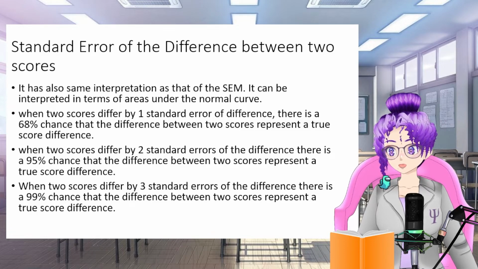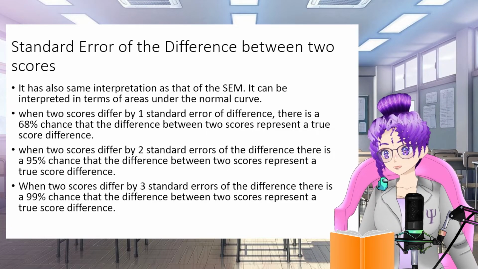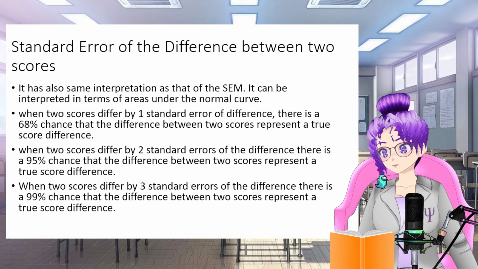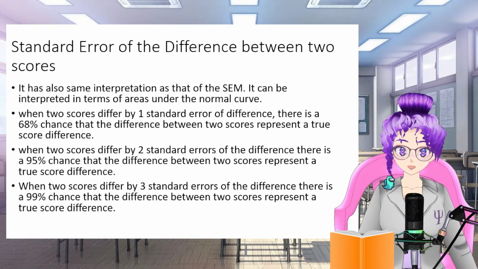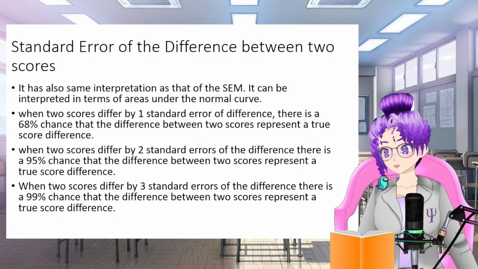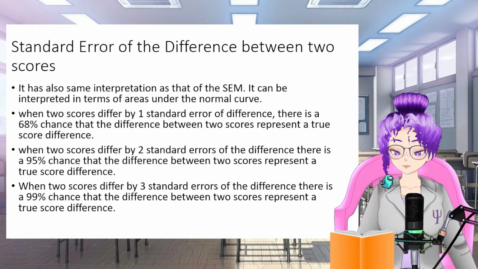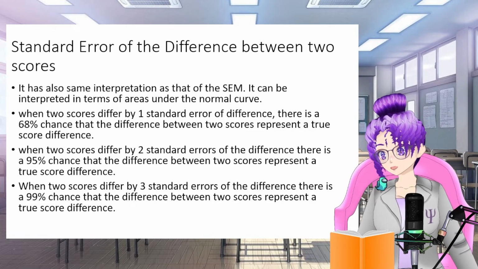So for example, when two scores differ by one standard error of difference, there is a 68% chance that the difference between two scores represents a true score difference. When two scores differ by two standard errors of difference, there is a 95% chance that the difference between two scores represents a true score difference. And when two scores differ by three standard errors of difference, there is a 99% chance that the difference between two scores represents a true score difference.